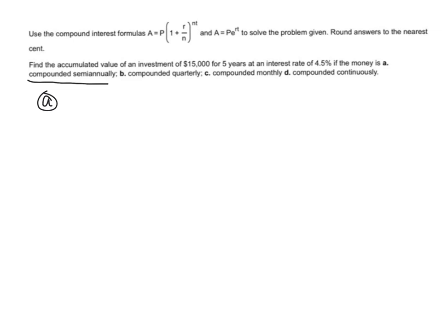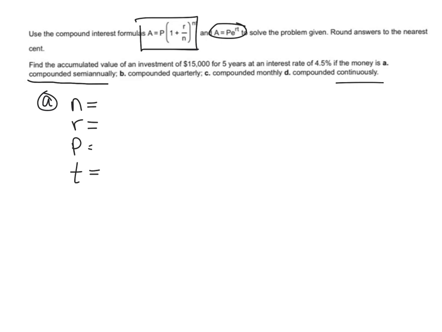Now we're going to use this formula to find compounded semi-annually. This formula is only used for compounded continuously. So we'll use this first formula here, and we're going to identify the values for N, R, P, and T.